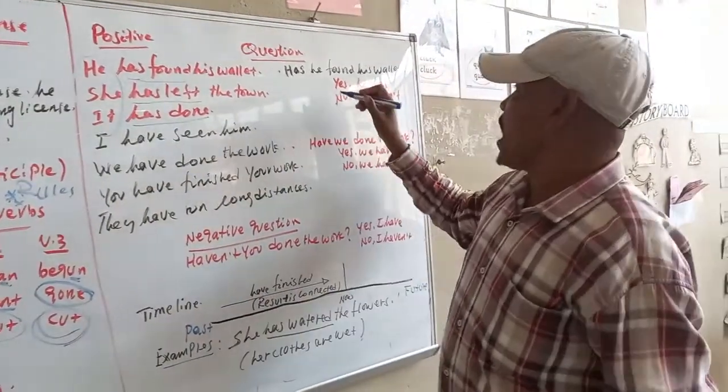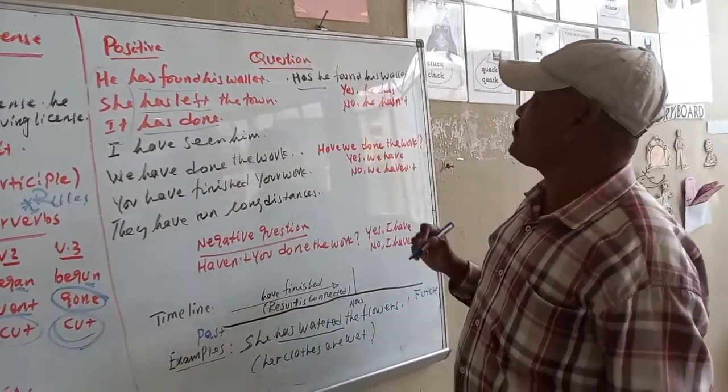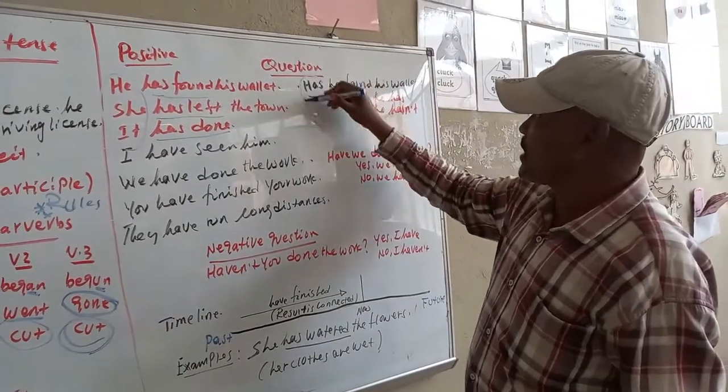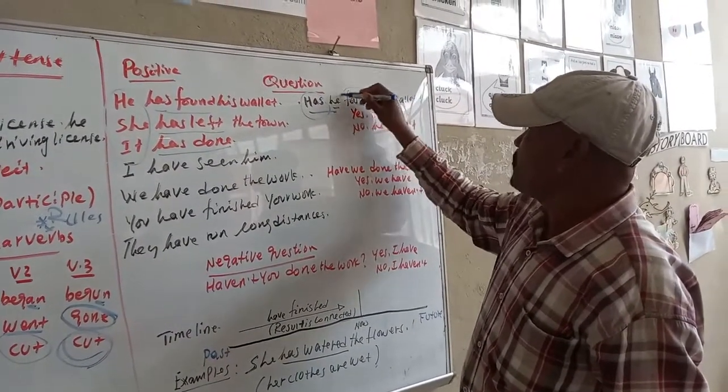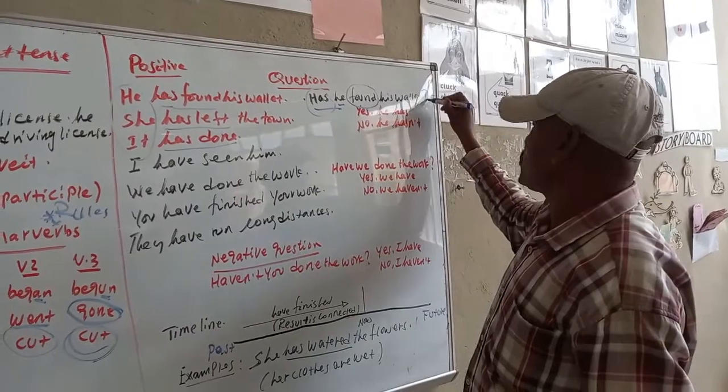We can convert this positive sentence to negative. Has he found his wallet? Has he found his wallet? Look here: has plus subject plus the V3 form of the main verb, and there is a question form here.